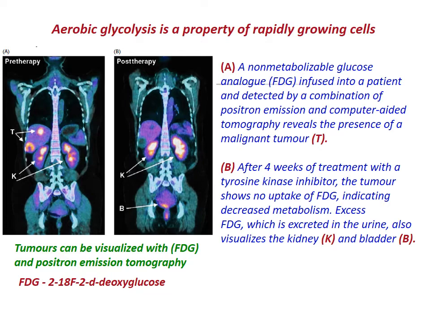After 4 weeks of treatment with a tyrosine kinase inhibitor, the tumor shows no uptake of FDG, which indicates decreased metabolism. Excess FDG, which is excreted in the urine, also visualizes the kidney and bladder.